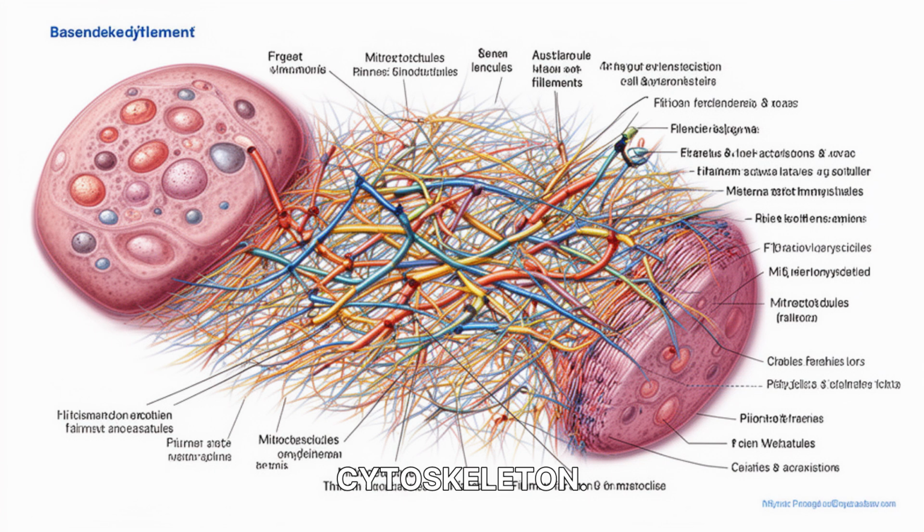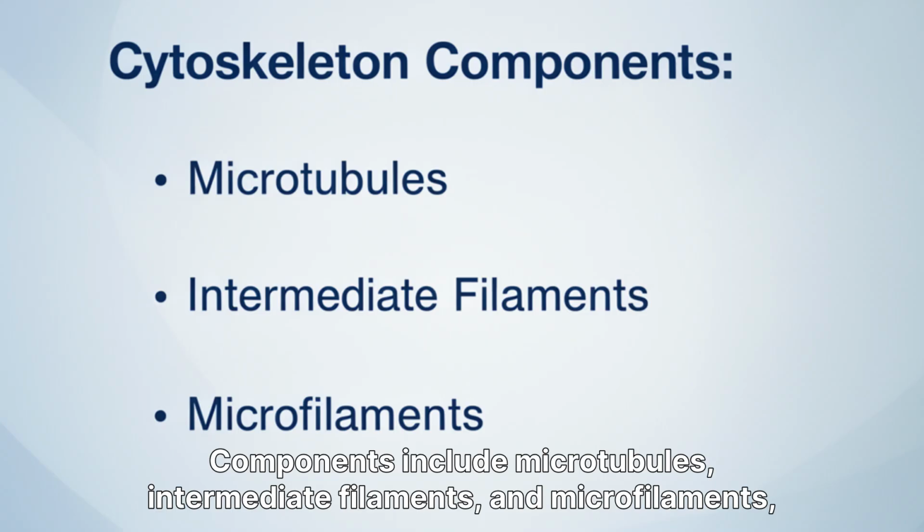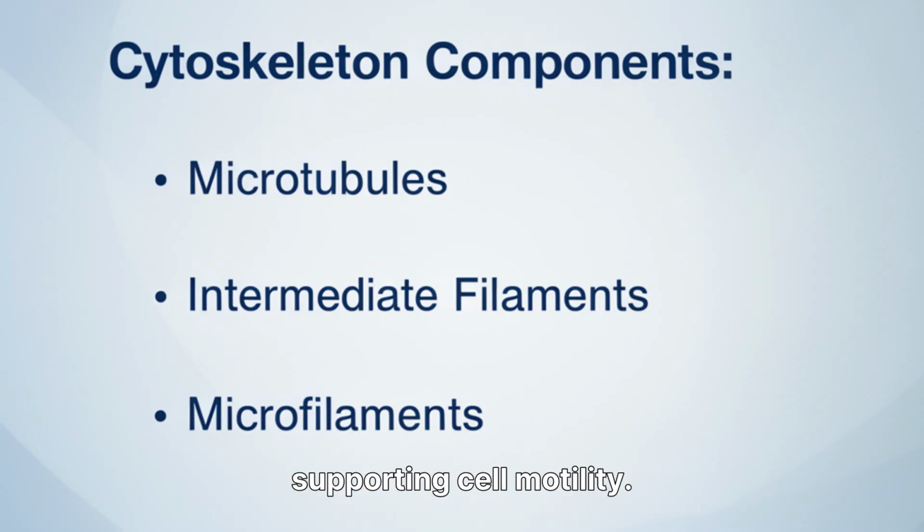8. Cytoskeleton, a structural network giving shape, support, and movement to the cell. Components include microtubules, intermediate filaments, and microfilaments supporting cell motility.